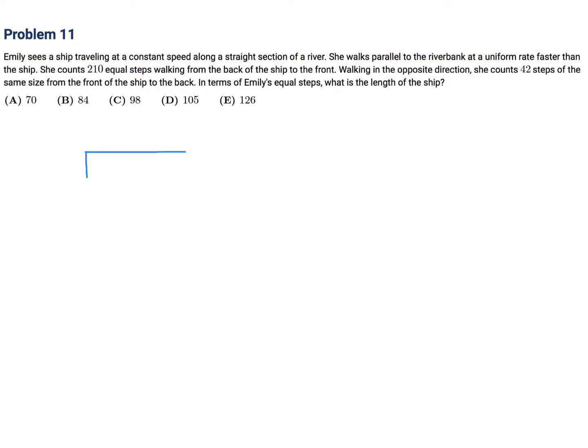Let's first draw the first scenario, which is basically a comparison of the ship, which goes along here, to Emily, who goes along here, parallel. And I'll just draw the ship at the very end of its path right here. And they're basically saying that Emily travels 210 equal steps.